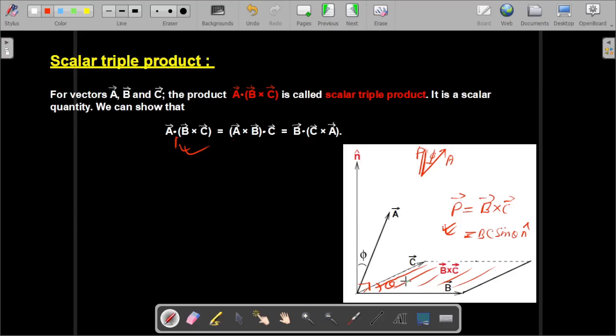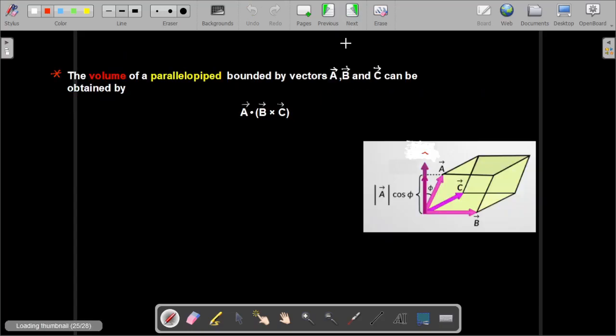This is the mathematical procedure, the mathematical idea. But what is the physical meaning of this scalar triple product? Volume of a parallelepiped bounded by vector A, vector B, and vector C can be obtained by this scalar triple product.